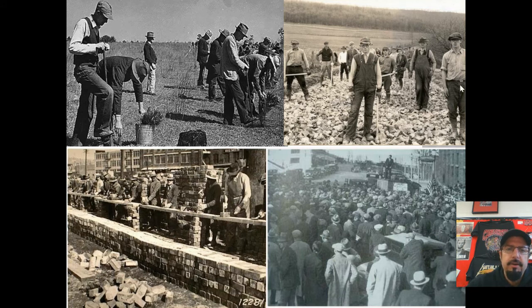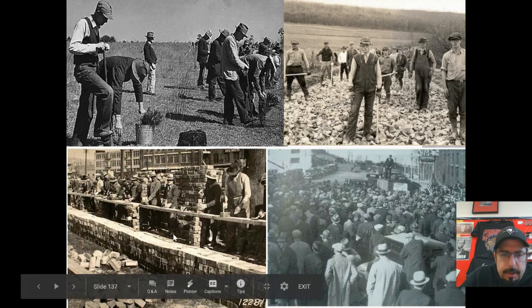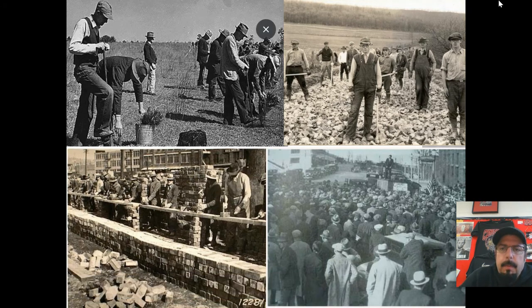So here's just some pictures of these so-called make work programs. These guys here are planting trees. I'm not sure what these guys are doing. They're picking rocks, you can see that. These guys are building, and these guys are probably all waiting to see if they can get a job for that day.